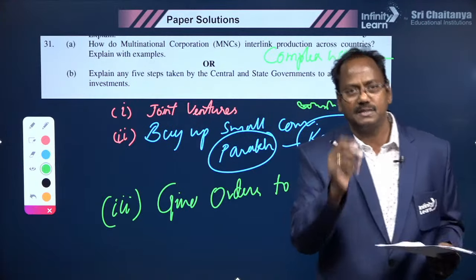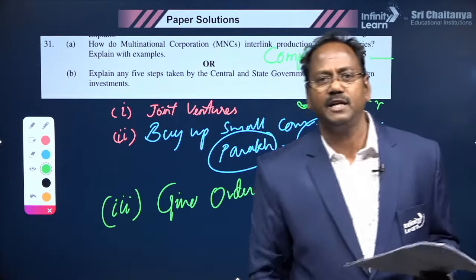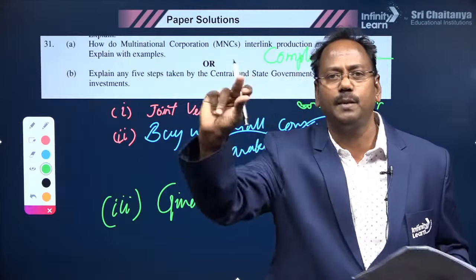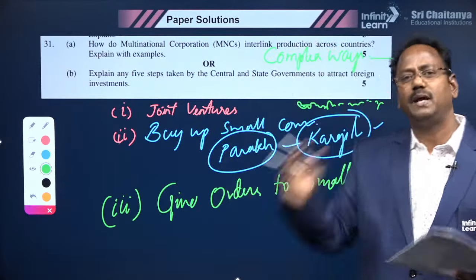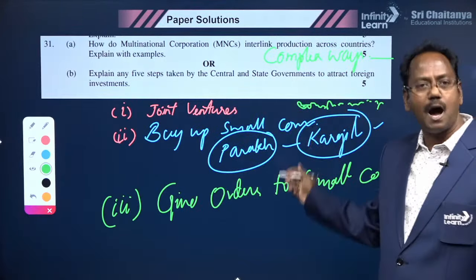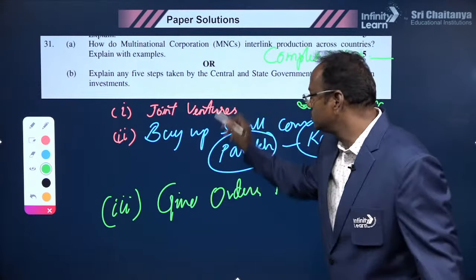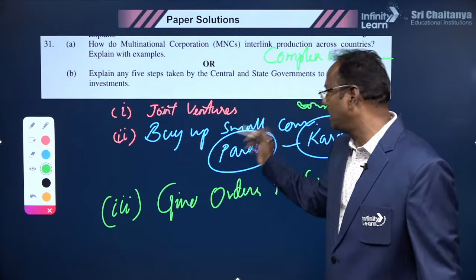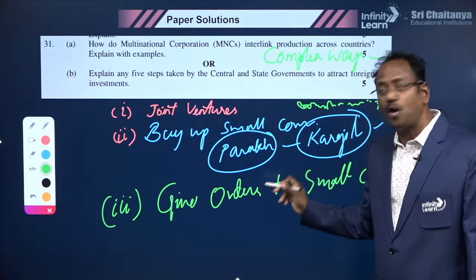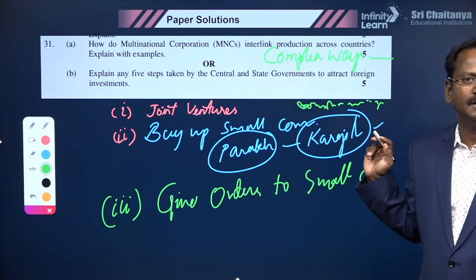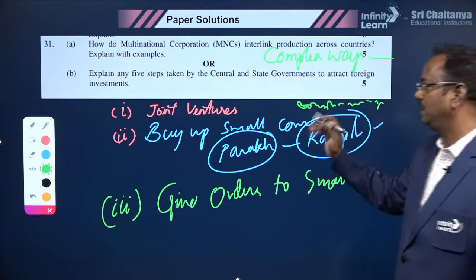And finally, there is a side heading in the textbook on how MNCs interlink production. At the end of the side heading, it says: thus MNCs interlink production through these three ways: joint ventures, buying up small companies, and giving orders to small companies. So this is the correct answer, my dear children.